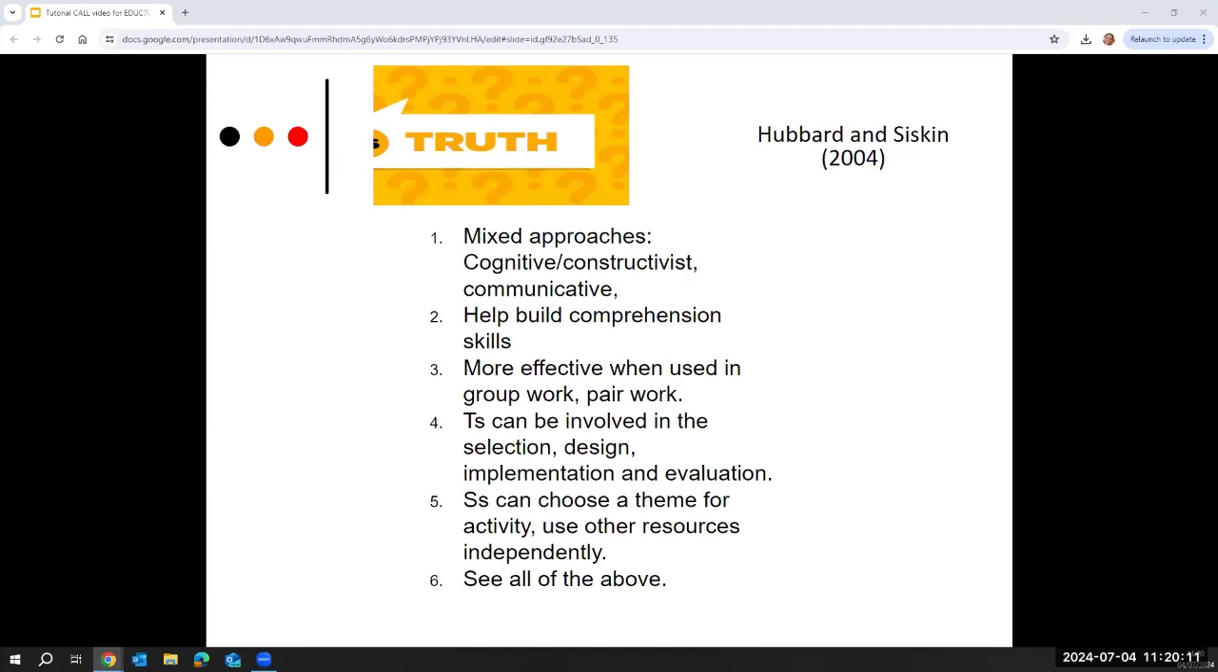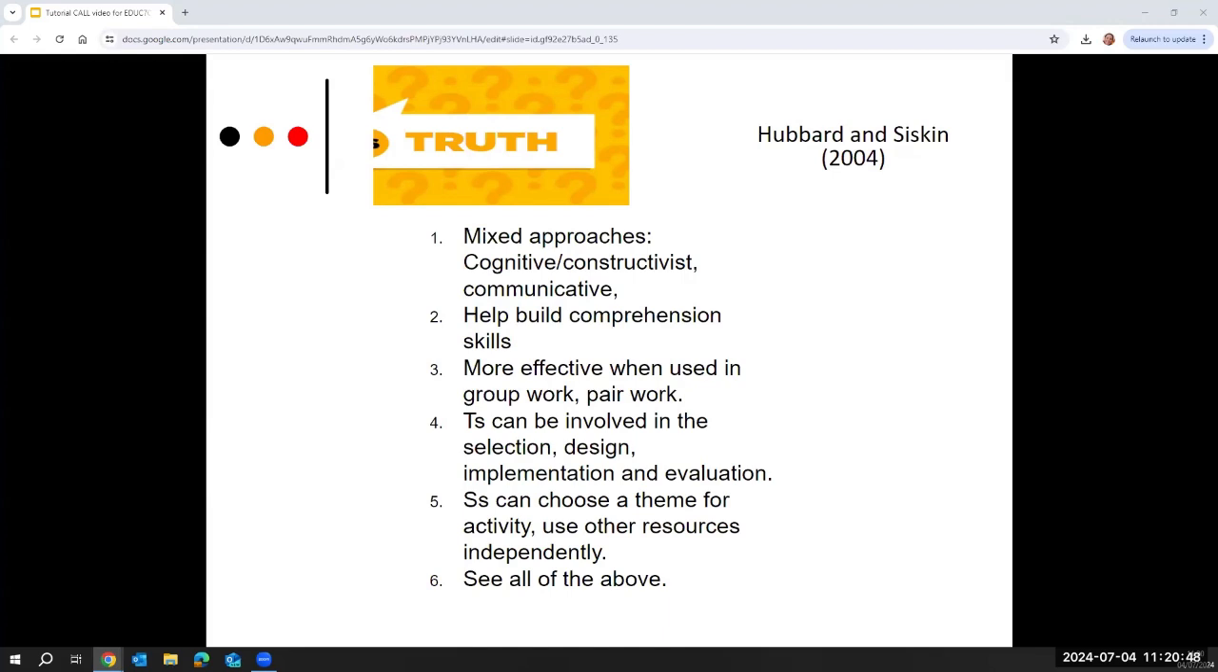So they help build comprehension skills, and they're effective when used, as I mentioned, in pair work or group work. So rather than just the student being by himself or herself on the computer, the idea is that they are working with other people, and the technology is just a medium for them to have this kind of negotiation skills, communication, to then build that knowledge.